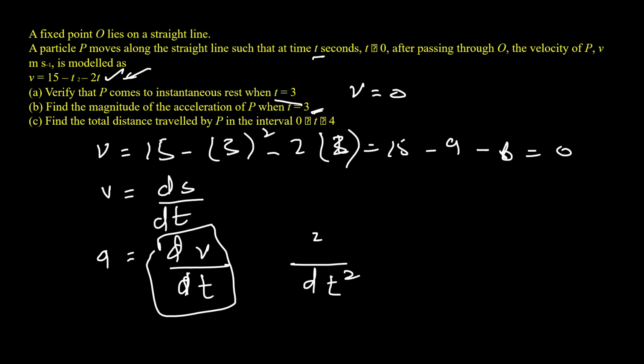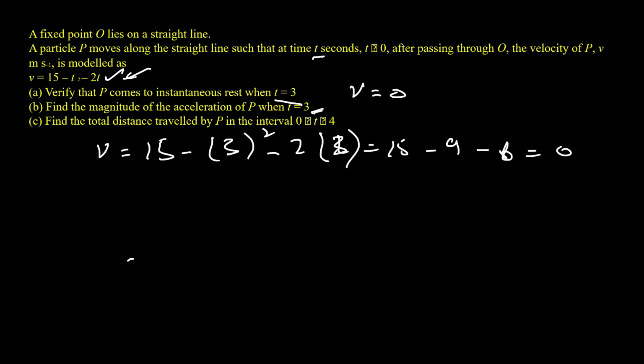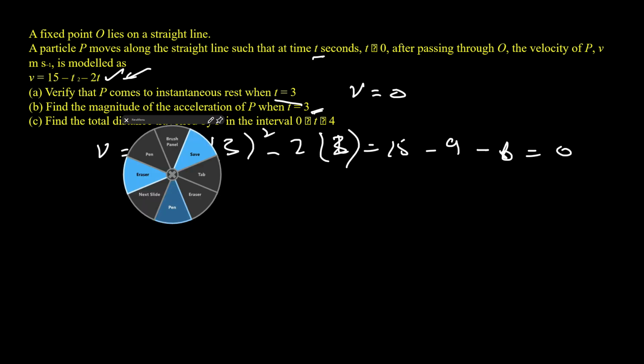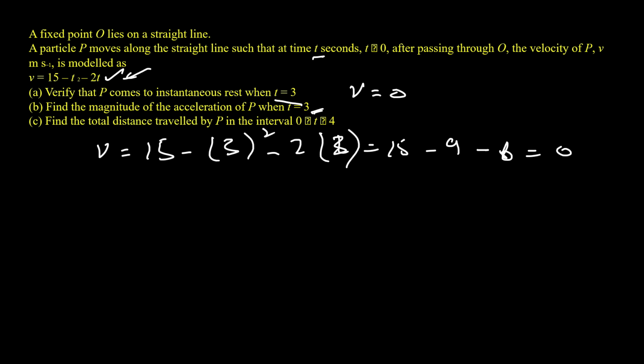Right now this part of the information is going to be useful for us. So we know that acceleration is the derivative of velocity with respect to time. Whenever the speed or velocity of an object changes within some time interval, it undergoes some kind of acceleration. So acceleration is dv over dt. We will simply take the derivative of 15 minus t squared minus 2t.